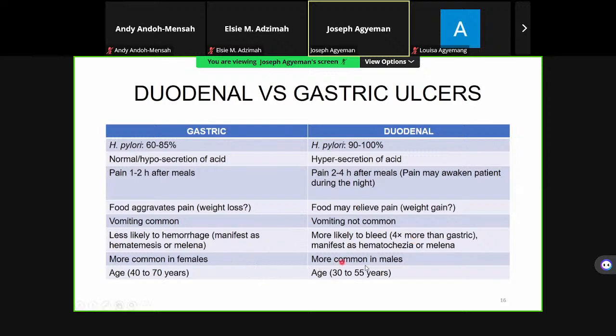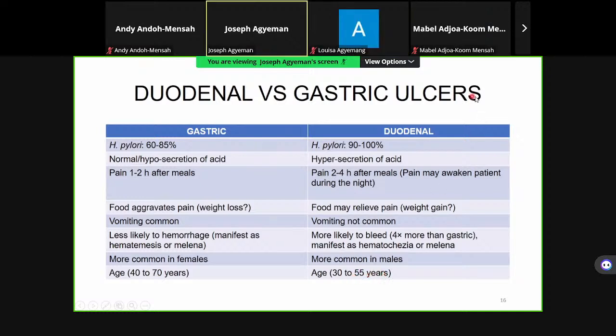Per epidemiological study, the duodenal is more common in males. Again, with respect to age, the gastric ulcer happens to relatively older people, 40 to 70 years, whilst the duodenal happens to 30 to 50 years. Any question? So that's the difference.